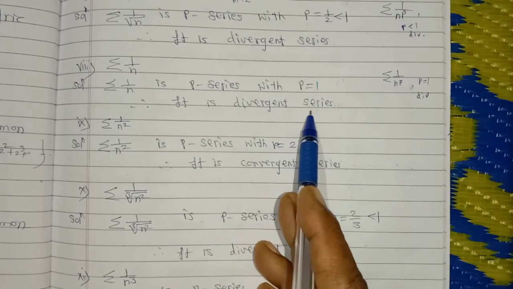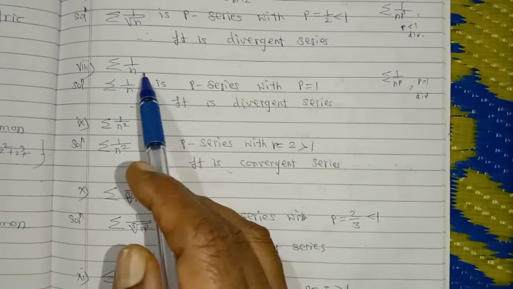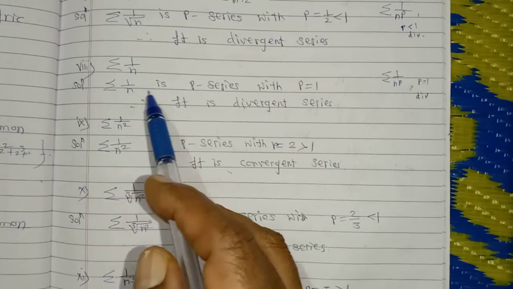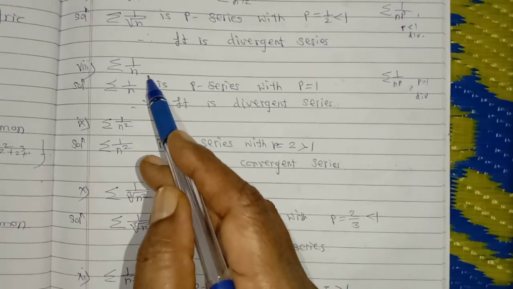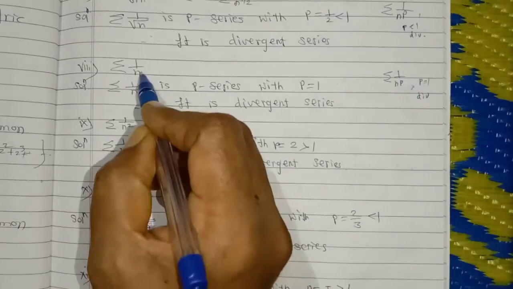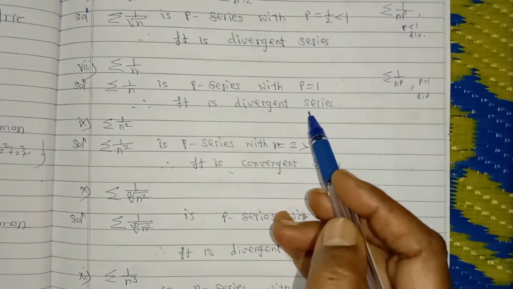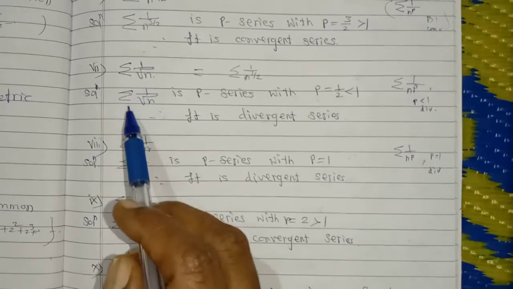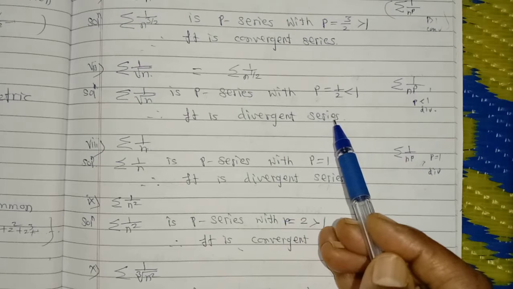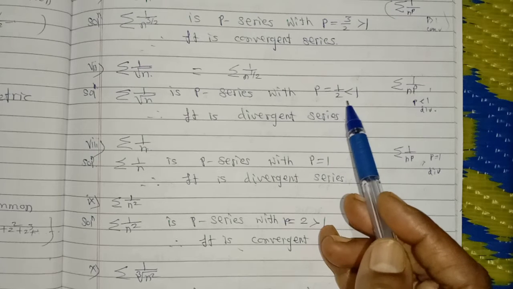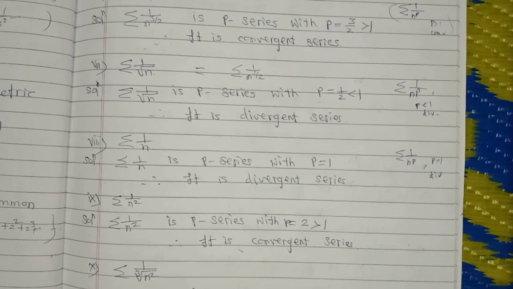This can be asked for objective also. The series summation 1 upon n is dash dash. It is a divergent series since it is a p series. Here p equal to 1 and this p series is divergent for p equal to 1. Or also summation 1 upon root n is dash dash. It is a divergent series since p equal to 1 half, which is less than 1, and p series is divergent for p less than 1. Hence given series is divergent.